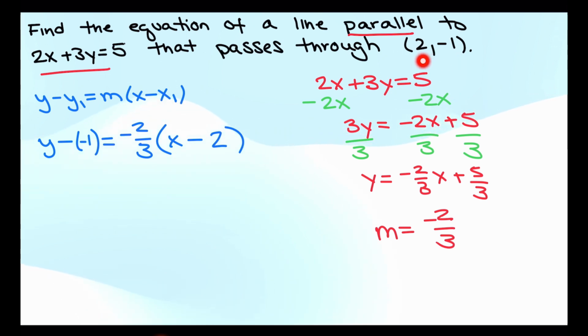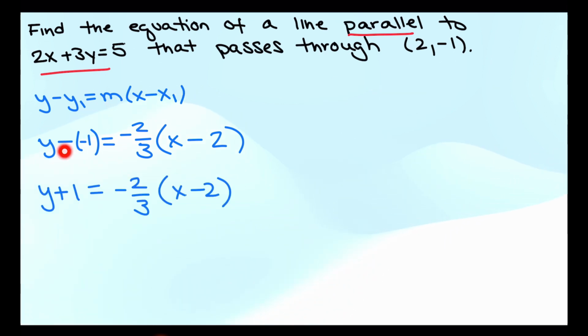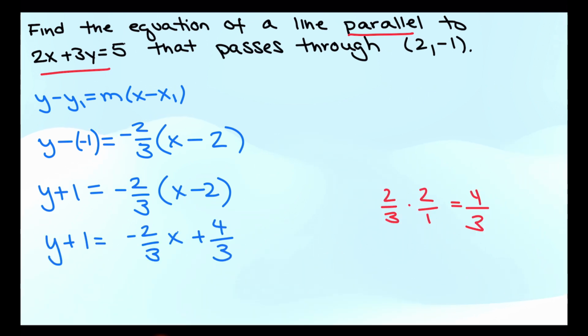x1 is 2, y1 would be negative 1. So I've got y minus negative 1 equals negative 2/3 times (x minus 2). A minus a minus becomes a plus. So y plus 1 equals negative 2/3 times (x minus 2).